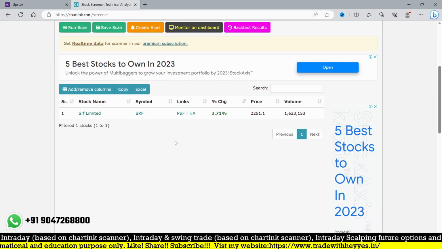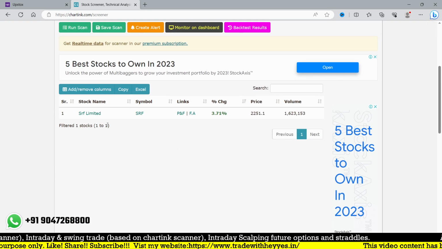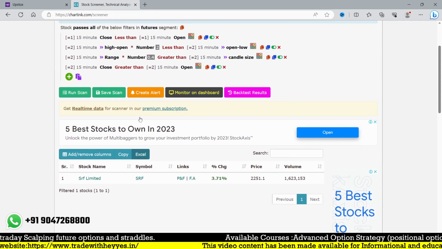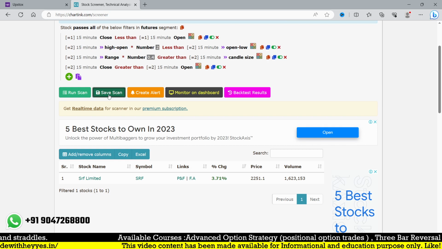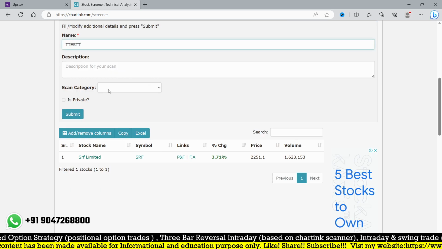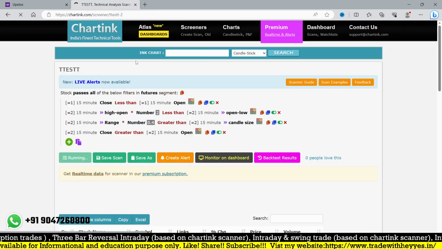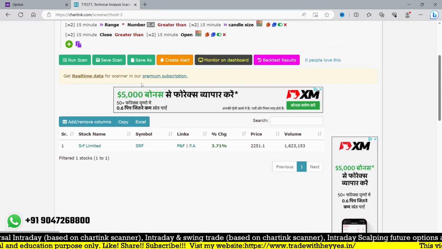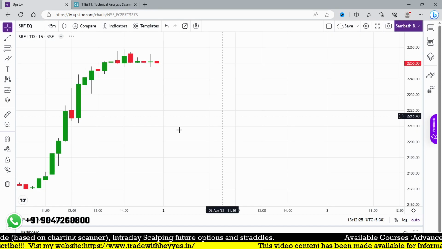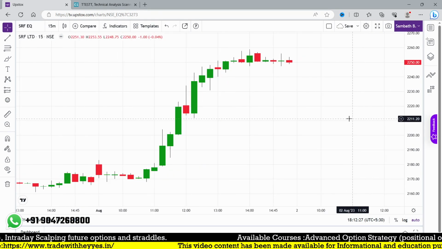That is what I'm just focusing on. You can look at this: SRF is the stock which is forming such a pattern today. Okay, so we need to see the scan. Once we have the name of the test, we can save it. So SRF is the stock. Let me go to SRF, that's why I'm opening that stock.